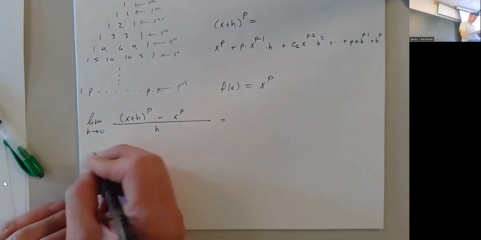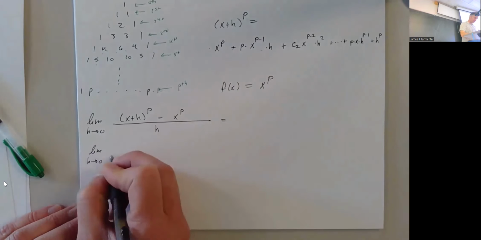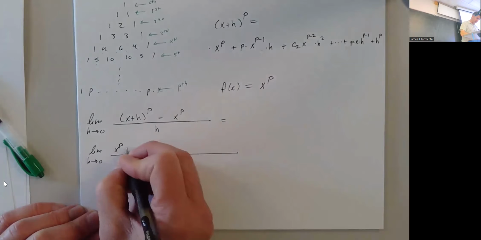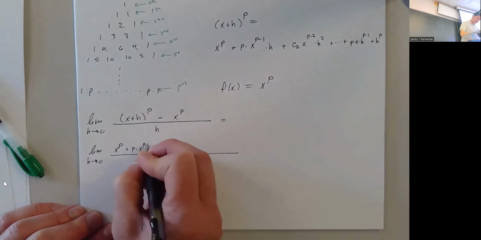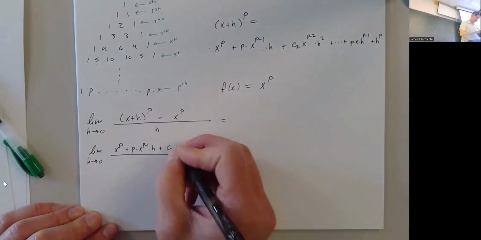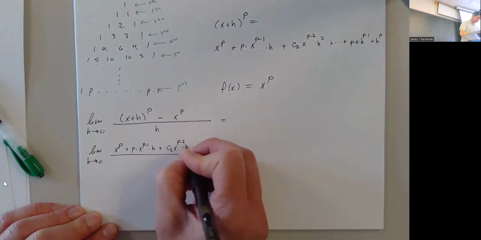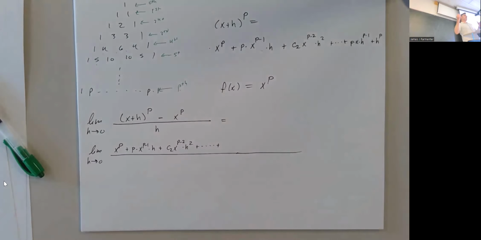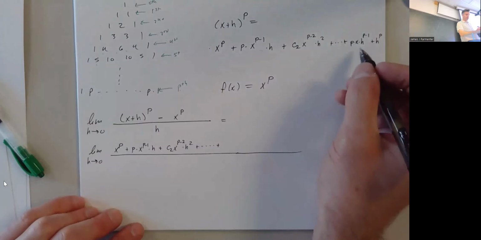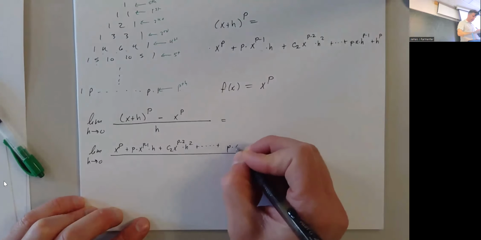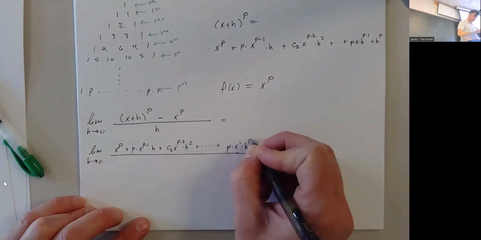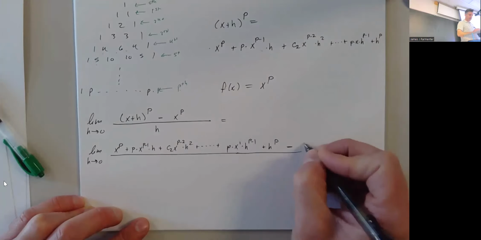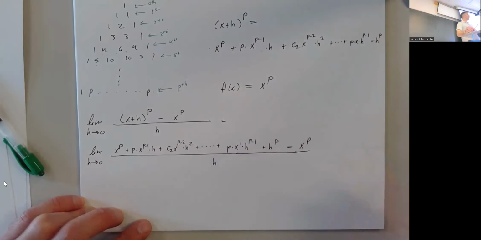So here we're going to get the limit as h goes to 0 of all this garbage. So x to the p plus p times x to the p minus 1 times h plus something times x to the p minus 2 times h squared plus a bunch of other terms that have one less power of x times one more power of h, all the way to the very last two, which is p times x to the first times h to the p minus 1 plus h to the p, minus x to the p, all over h.